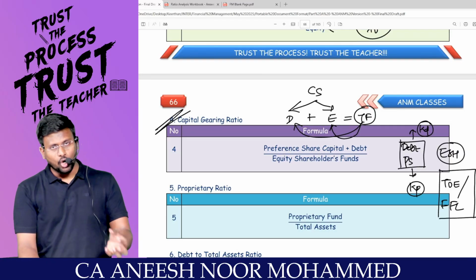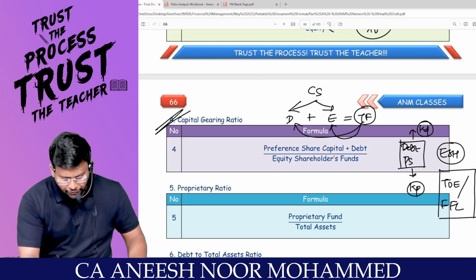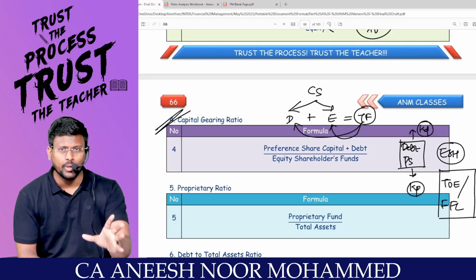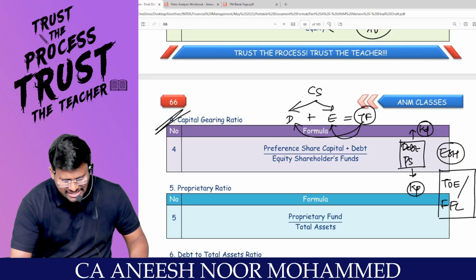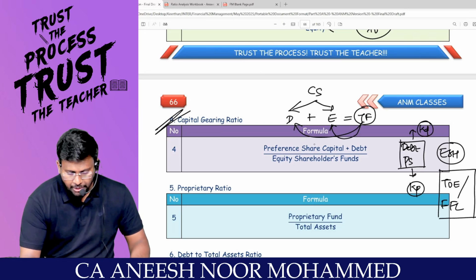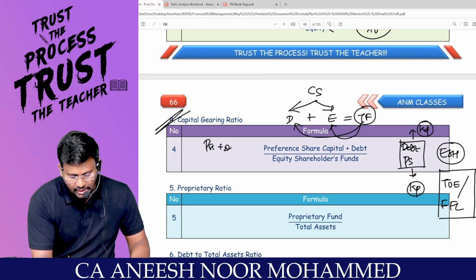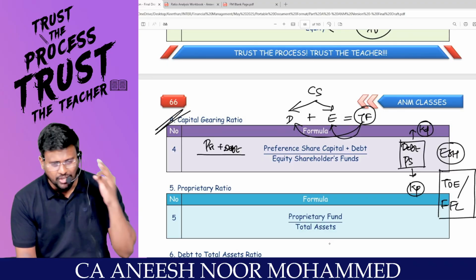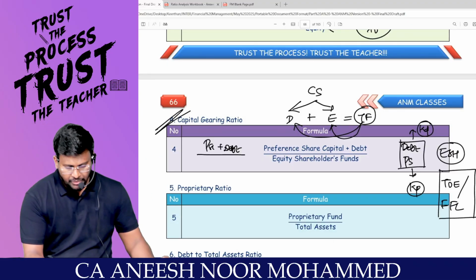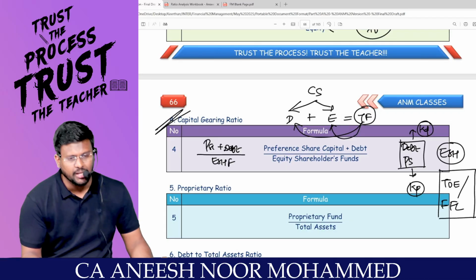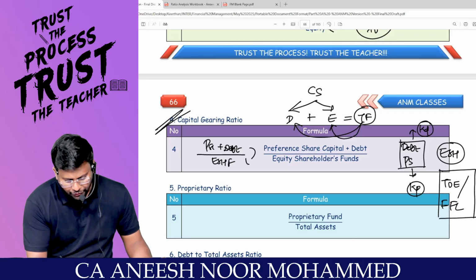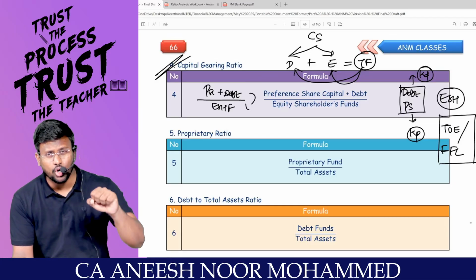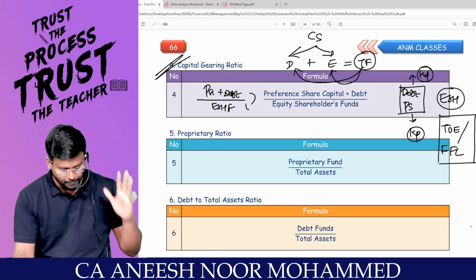Sir, because of including preference shares and debt in the what structure? Capital structure. Equity shareholders are having benefit. So what is the gearing portion? Preference share capital plus debt. So because of including these two in the capital structure, equity shareholders are getting benefit. So that's preference share capital plus debt divided by equity shareholders fund. This is called as capital gearing ratio.